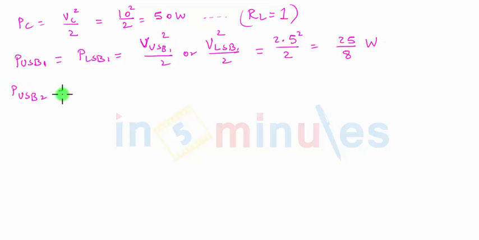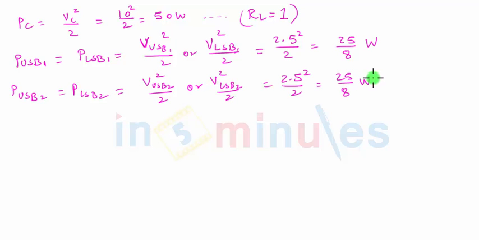Similarly, if we find out power in upper sideband 2 and lower sideband 2, it will be exactly same as 25 by 8, simply because their amplitudes are same, equal to 2.5 volts. We have got power of each and every frequency component.